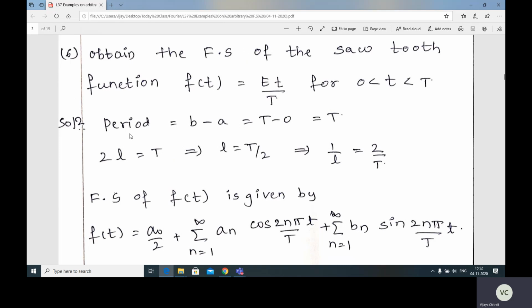So first find the period T of this function. Starting point is 0, ending point is capital T. So this is a and this is b. b minus a, capital T minus 0, so that is capital T. So this is an arbitrary period. So equate this with 2L. So L is equal to T by 2 and 1 by L is 2 by T.